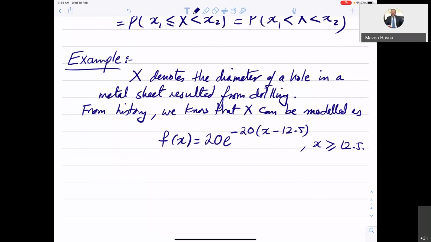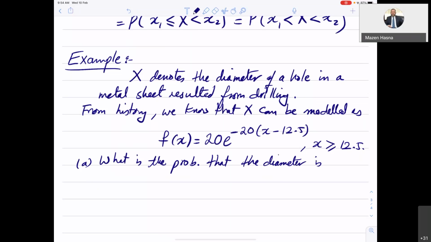So we can ask, let me continue with the question. So A, let's say, what's the probability that the diameter is less than 12.6?